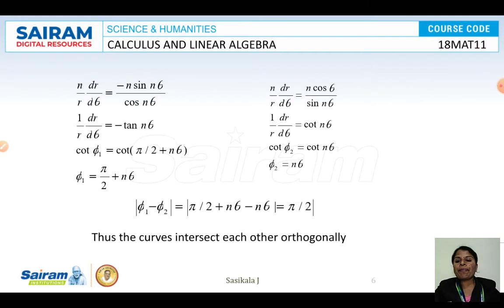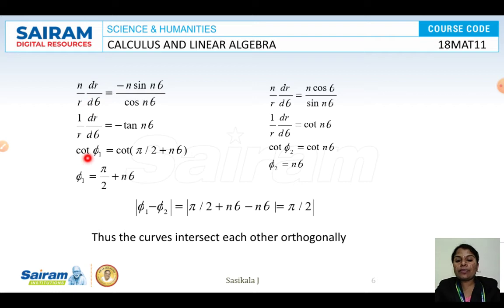What will we have? We'll have n by r dr by d theta is equal to, what do I have, the log of cos n theta, isn't it? So it is 1 by cos n theta into the derivative of cos n theta, which is minus sin n theta. Again, differentiation of n theta will give n. Okay, and what is that? 1 by r, n will get cancelled on both sides. 1 by r dr by d theta is equal to sin by cos, which will be tan. So 1 by r dr by d theta, we have seen in the expression, is nothing but cot phi.